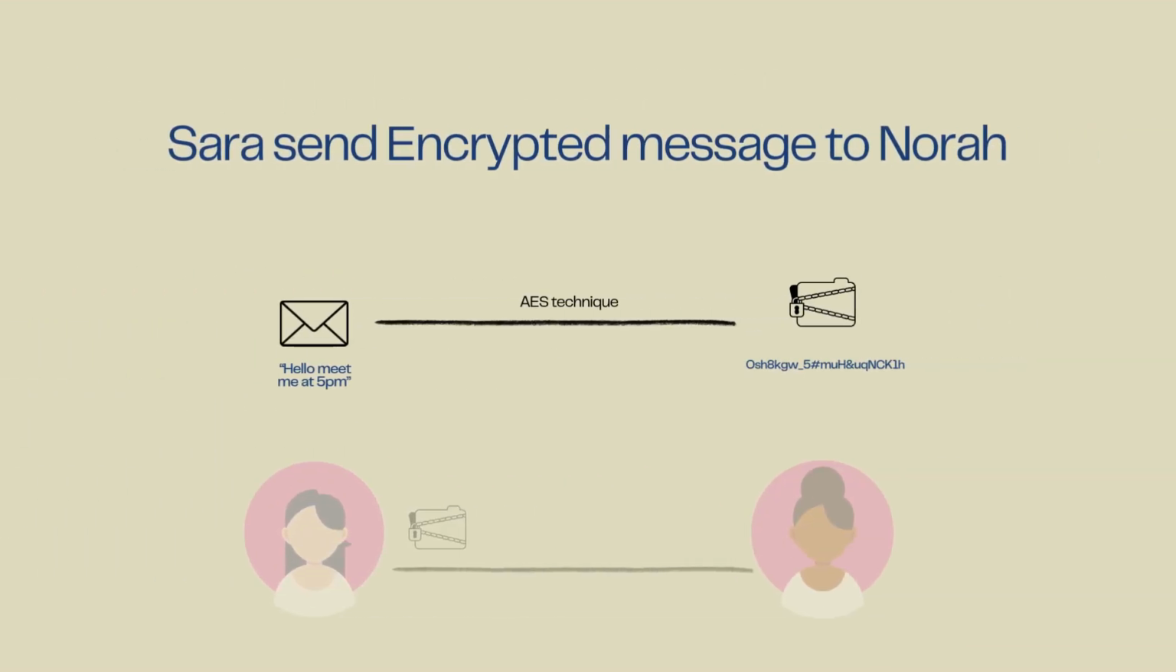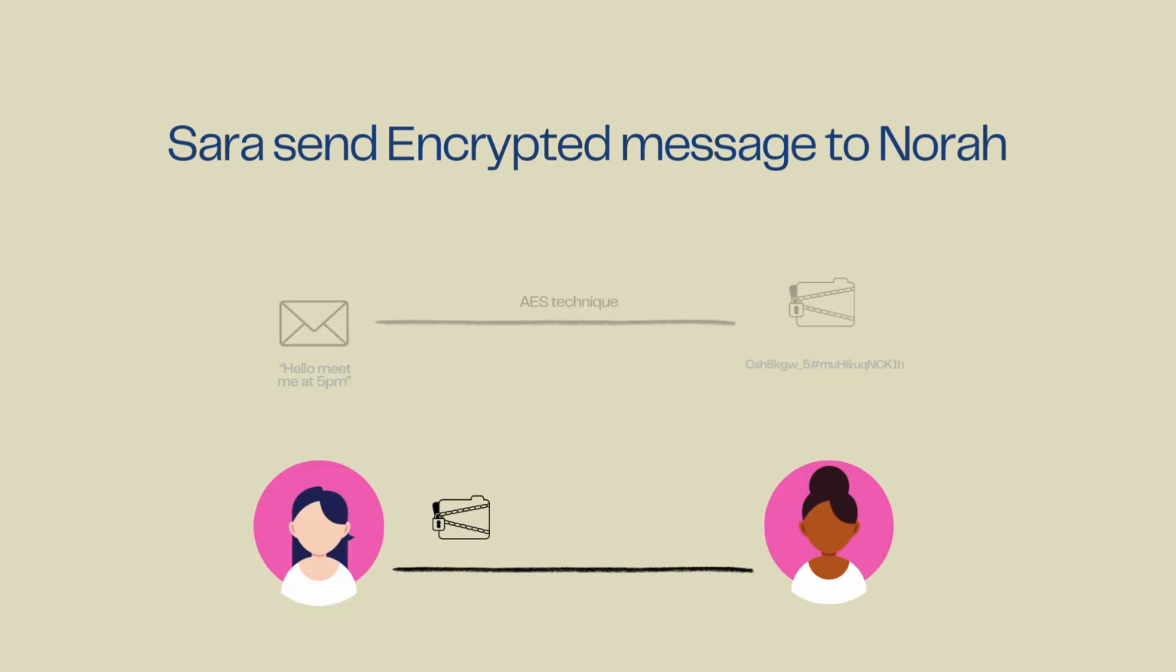Sarah wants to send a secret message to Nora. The original message is, "Hello, meet me at 5 p.m." But instead of sending it directly, Sarah encrypts the message using AES, a symmetric encryption algorithm. This means the message is locked using a single secret key, making it fast and efficient for encrypting large amounts of data. Now, the message looks like random code, completely unreadable. This encrypted message is what gets sent to Nora. Anyone who tries to intercept it won't understand a thing.